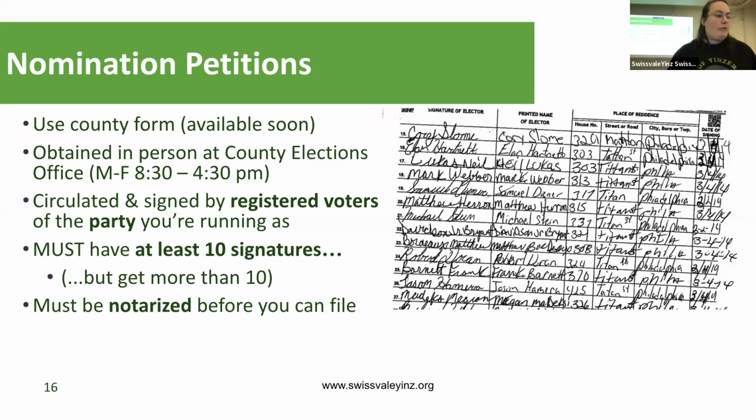For most of the offices that we're talking about here, you only need to get 10 signatures, which is less than a lot of people think. They think it's going to be 100 and you're going to be walking down the streets all day for weeks. That's not really how this works. One weird exception is that inspectors of elections only need 5 signatures. But 10 is the minimum required number of signatures for most of the rest of these.